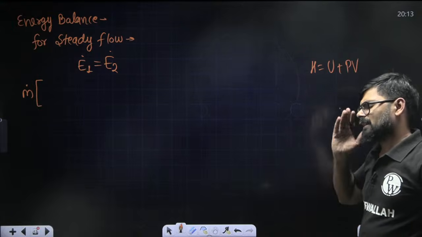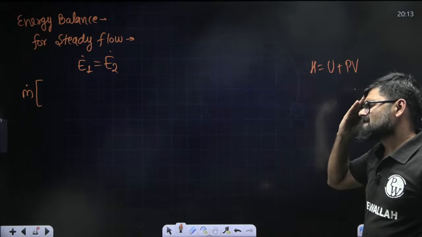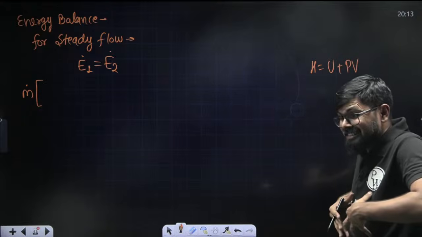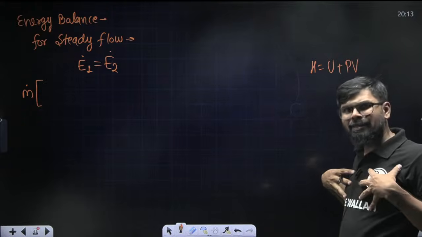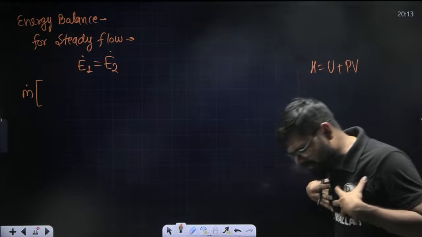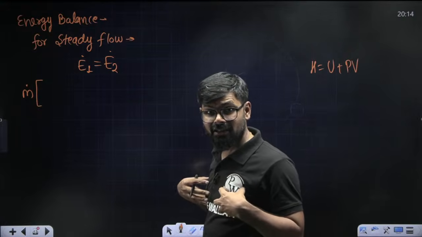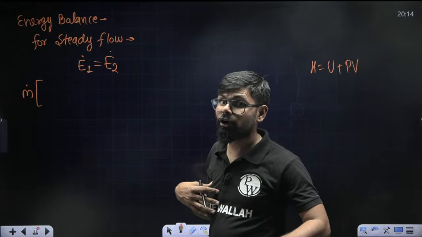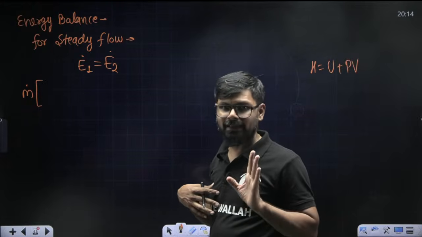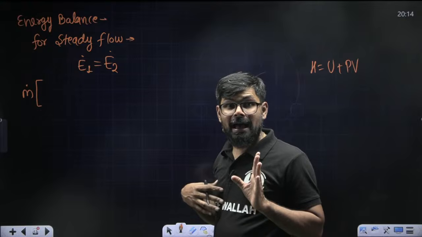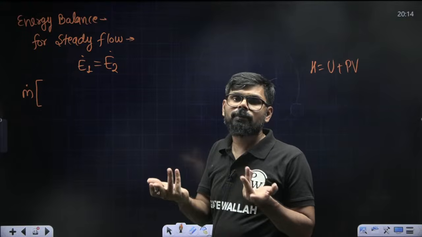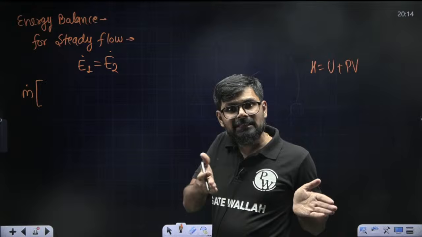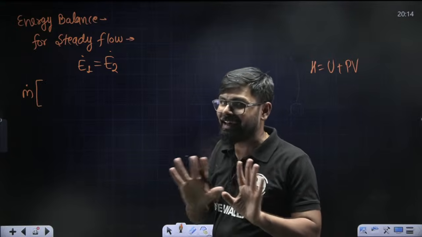Please try to understand what I am writing. I am writing the energy entering through the fluid. Assume that I am a fluid. When I am entering, I have some internal energy, and to enter, some work is also involved. That is flow work. And U plus PV is what? Internal energy plus flow work is enthalpy. So I can directly write enthalpy.